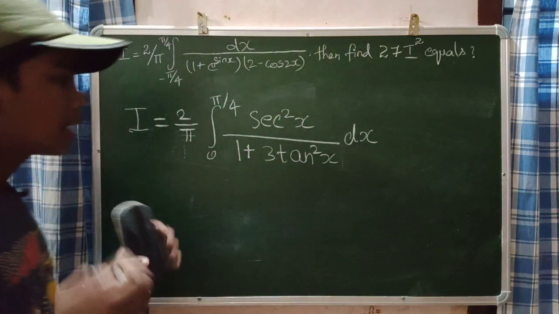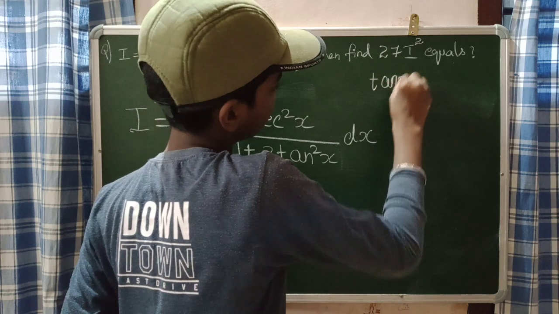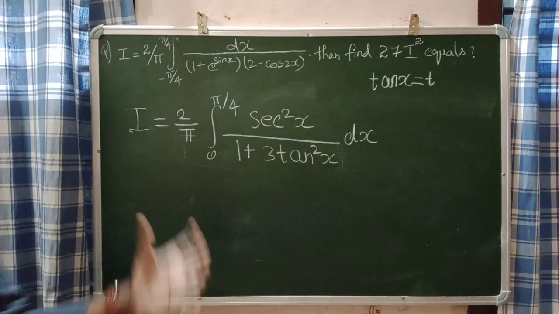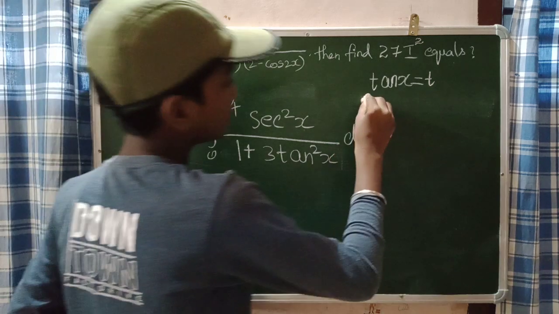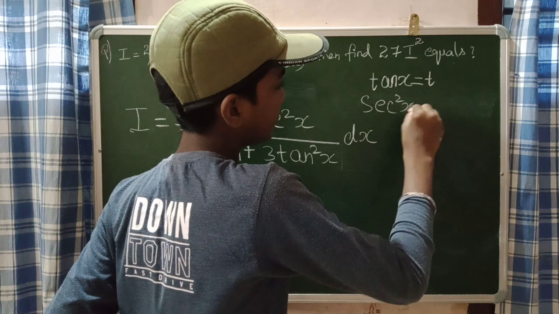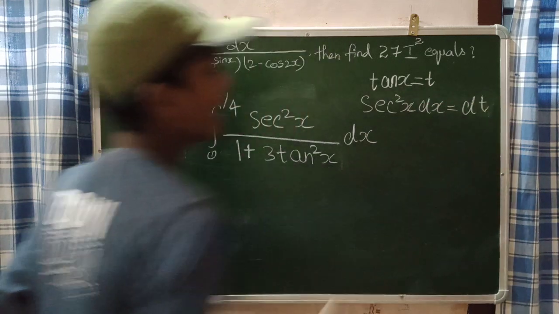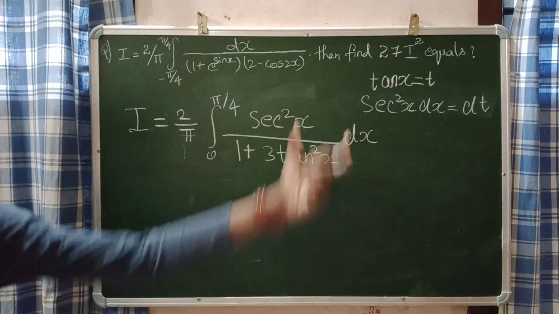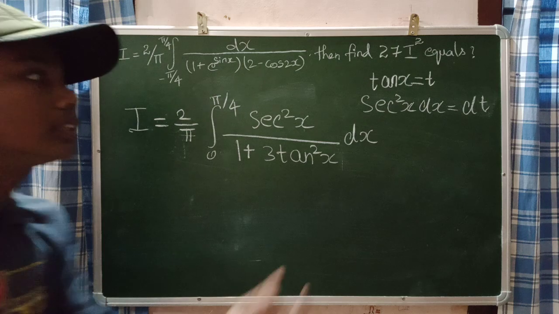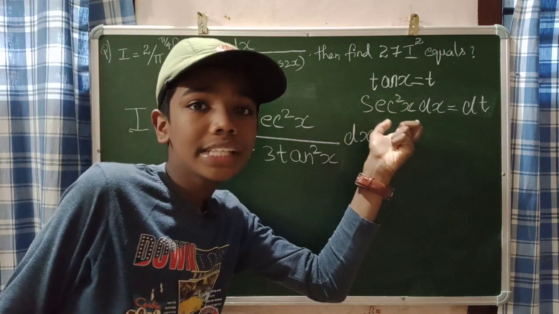What I am going to do is take tan x as t. If I take tan x as t, then secant square x dx will be dt. Correct, guys? How? That's because dt is the differentiation of t, which is the differentiation of tan x, which is nothing but secant square x.